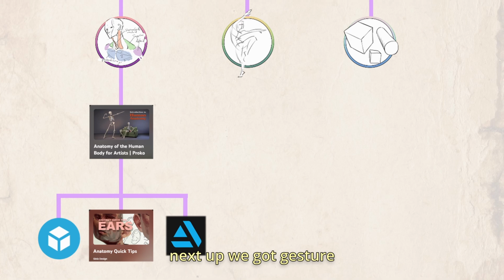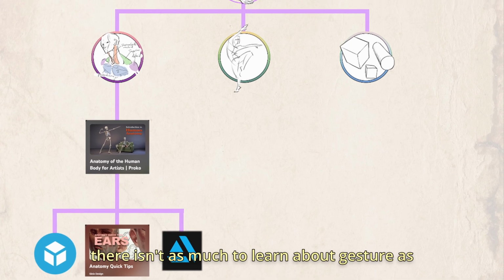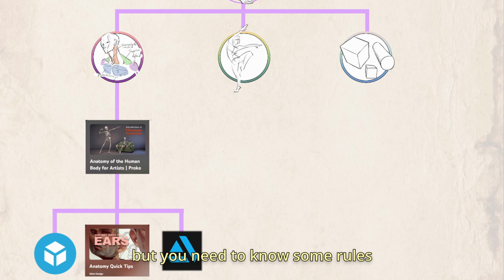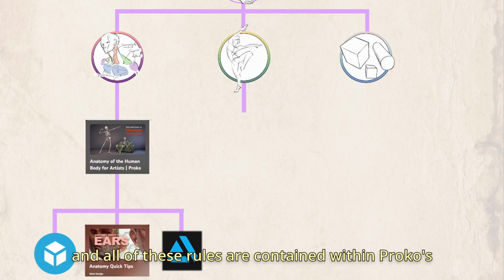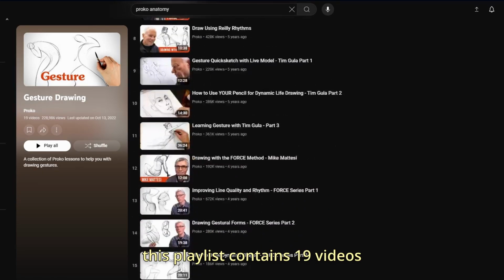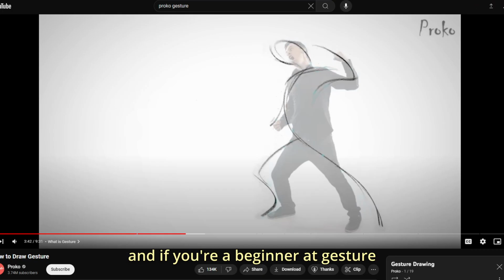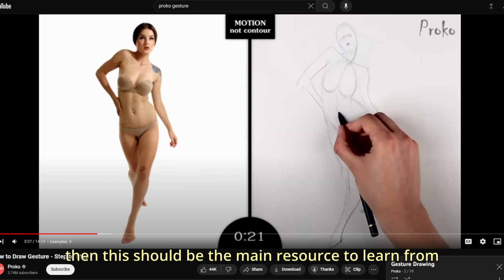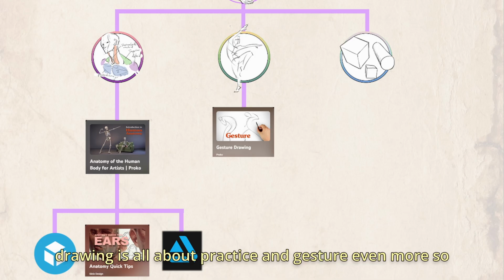Next up we got gesture. There isn't as much to learn about gesture as about the anatomy of the human body, but you need to know some rules in order for your poses not to look too stiff. And all of these rules are contained within Proko's playlist Gesture Drawing. This playlist contains 19 videos, and if you're a beginner at gesture, then this should be the main resource to learn from. Drawing is all about practice, and gesture even more so.